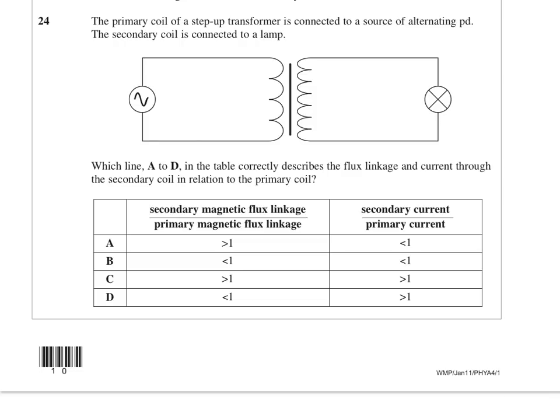Okay, so it's a step-up transformer, which means the voltage is stepped up, so the current is stepped down. So the secondary current should be smaller than the first, so it's going to be less than 1. So that's going to eliminate C, and it's going to eliminate D as well. If we're stepping up, that means there's more turns on the right-hand side, so that means there's a greater flux linkage on the right-hand side, so that's going to be greater than 1, so it's going to leave you with A.